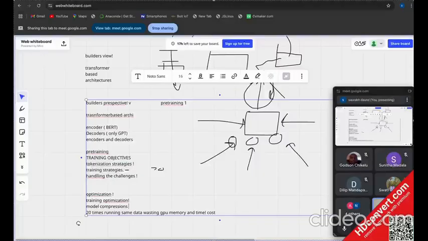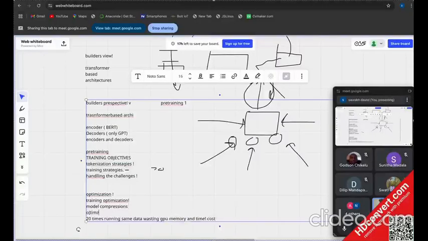And then another thing is optimizing inference. Optimizing the inference. So I hope you have understood this from a builder's perspective. Still, we are getting there, right?